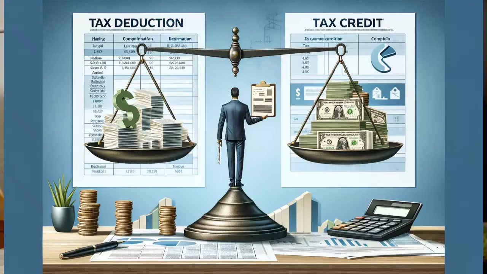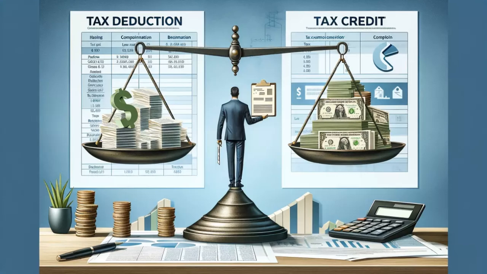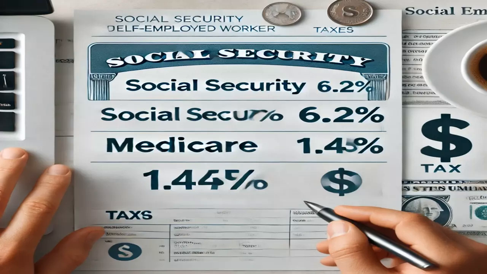Two important concepts in tax filing are deductions and credits. A deduction reduces your taxable income, such as charitable donations or mortgage interest payments. The lower your taxable income, the less tax you owe. On the other hand, tax credits directly reduce the amount of tax owed. For example, the child tax credit provides a dollar-for-dollar reduction on your tax bill, which can significantly lower what you owe.